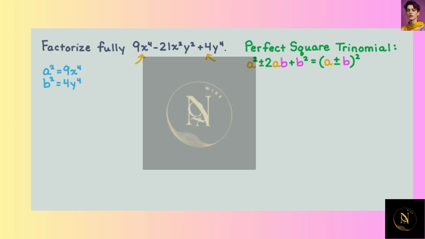In this example, if we take a squared to be 9x to the fourth power and b squared to be 4y to the fourth power, then our value of a is the square root of a squared, which is equal to 3x squared. And our value of b is the square root of b squared, which is equal to 2y squared. Then our middle term is equal to 2ab, or in some cases, negative 2ab. 2ab comes out to 2 times 3x squared times 2y squared, which is 12x squared y squared.